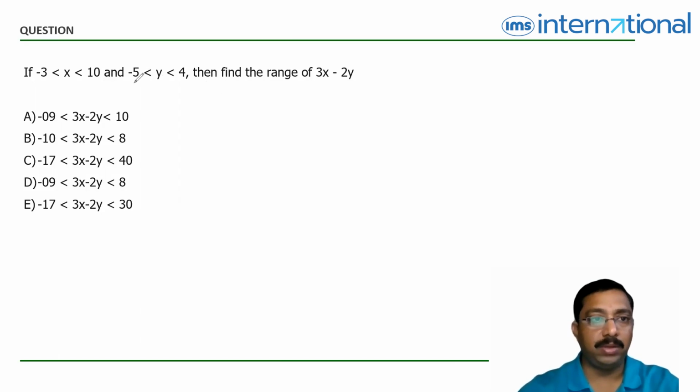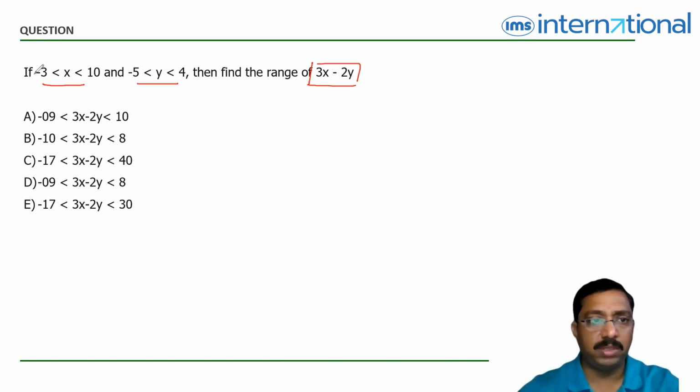Now, coming to the question here, you see the limits for both x and y are given, and it is asking you to work out the range of 3x minus 2y. This is no difficult question. The only thing you need is an organized way of solving. Don't rush through the steps. Work the question steadily, step by step. Now, let me teach you how to go about working this.